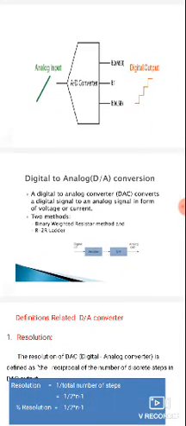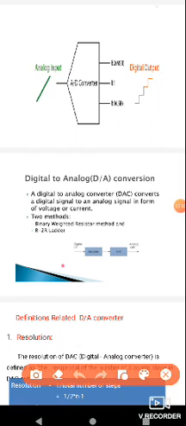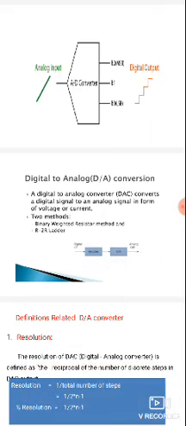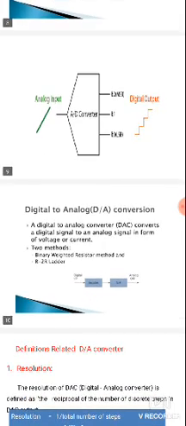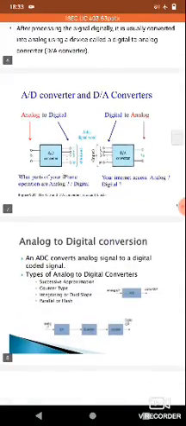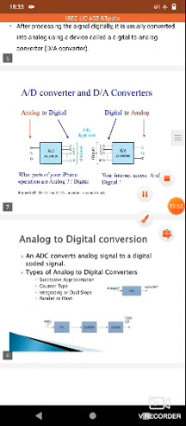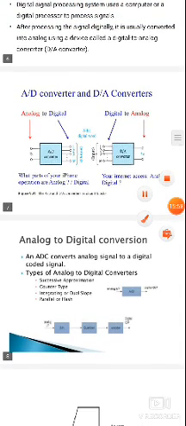In the digital to analog converter, we apply the digital input. The digital input is decoded, the decoded output is given to the sample and hold circuit, and the output of the sample and hold circuit is the analog output. The analog output is in the form of voltage or current. So here we are using a decoder. A digital to analog converter uses a decoder, whereas an analog to digital converter uses an encoder.